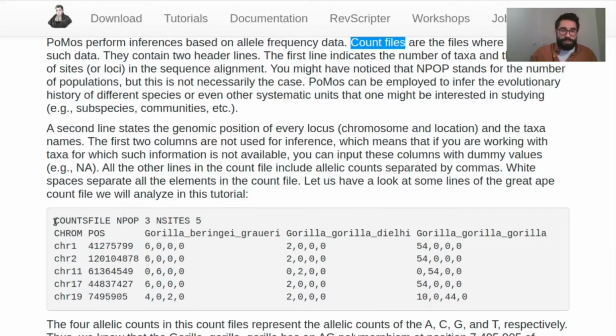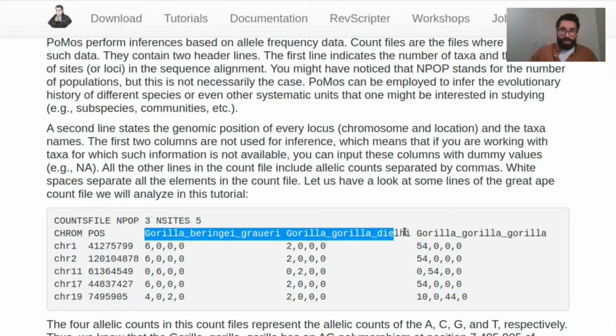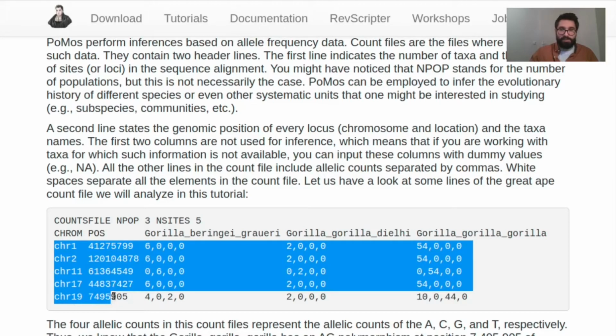At the first header line, we just write the name of this file, count file, and then we indicate the number of taxa that we have in our alignment and the number of sites in our alignment. So it is telling me that there are 3 taxa and 5 sites. Let's see if this is true. I have 3 taxa and there are 5 sites in my alignment.